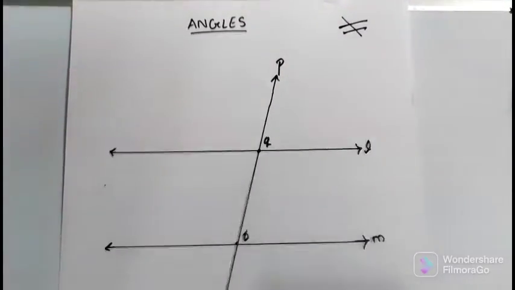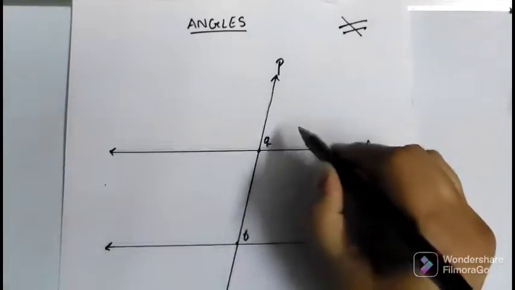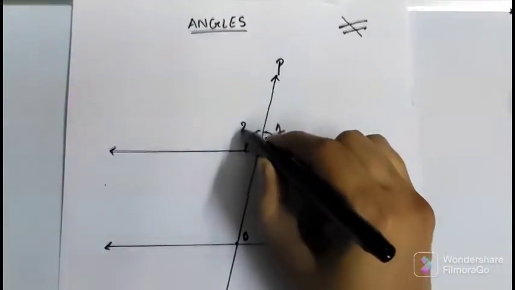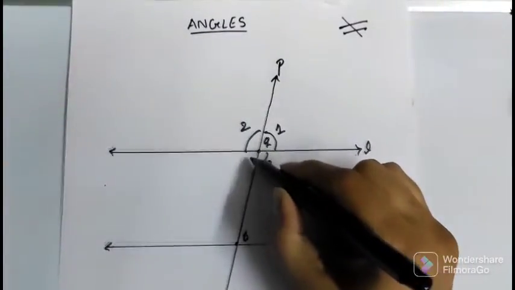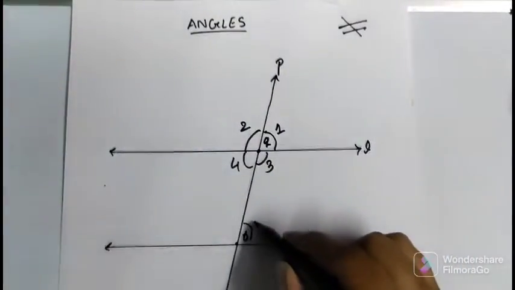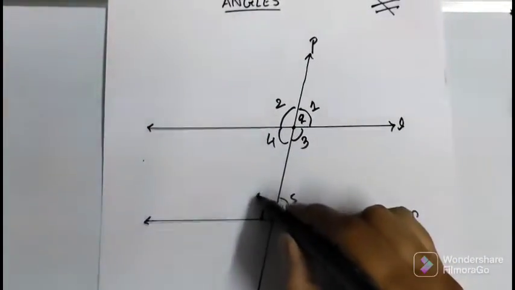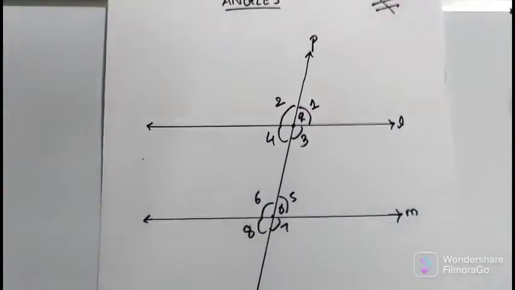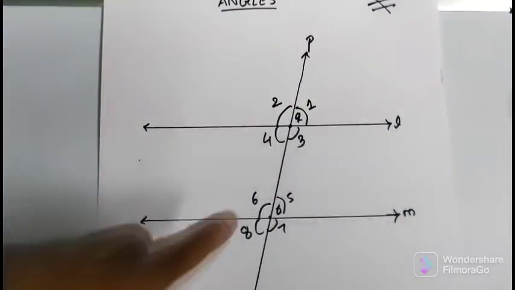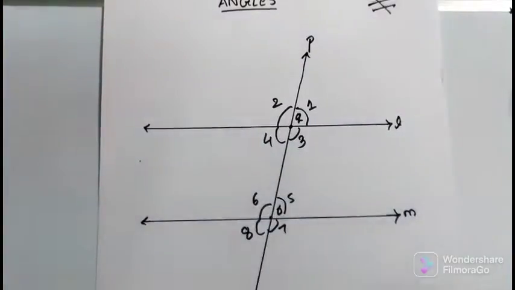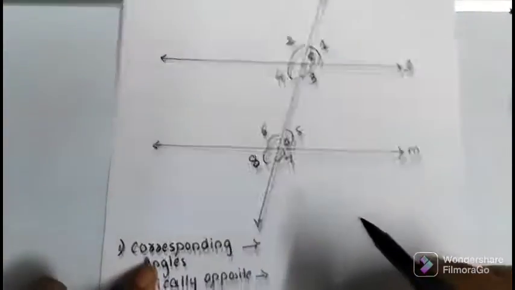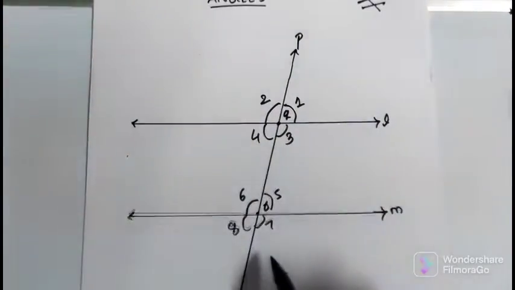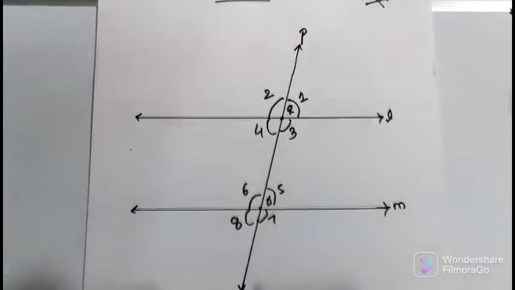So here, let's call this angle 1 and let's call this angle 2, angle 3 and angle 4. This is angle 5, this is angle 6, and this is angle 7 and angle 8 formed, isn't it? So we have some names to recognize them. They are also called corresponding angles. See, here I've written corresponding angles. Whenever we have these angles formed, there are some angles which are equal to each other.